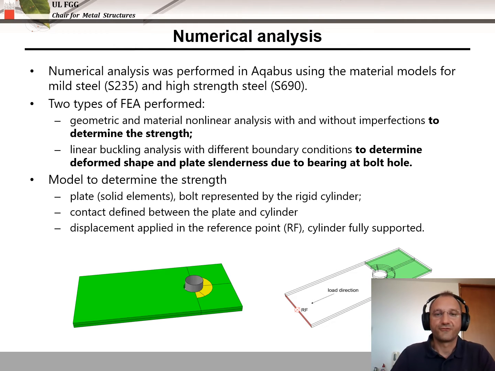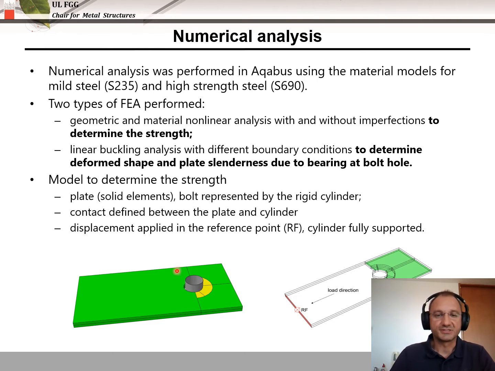Numerical analyses were performed in Abaqus using two material models, one for mild steel S235 and one for high strength steel S690. Two types of finite element analysis were performed. The first one for determining the strength of plate bearing. This was geometric and material nonlinear analysis with and without imperfections, and the other type of analysis was linear buckling analysis with different boundary conditions to determine the buckling shape and plate slenderness due to bearing at the bolt hole.